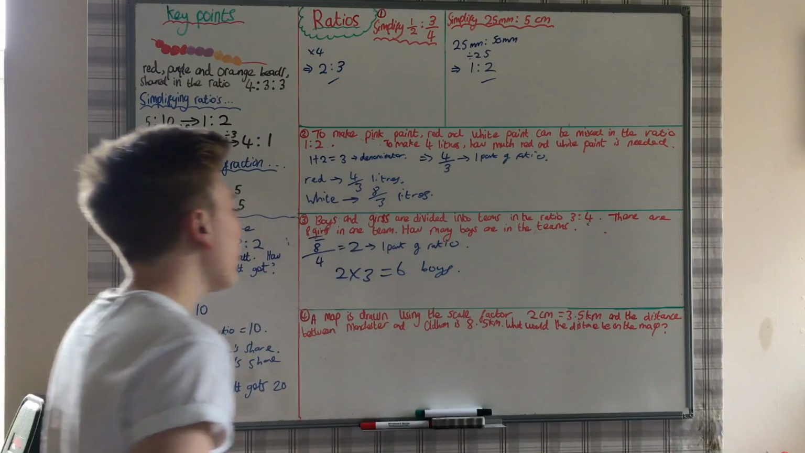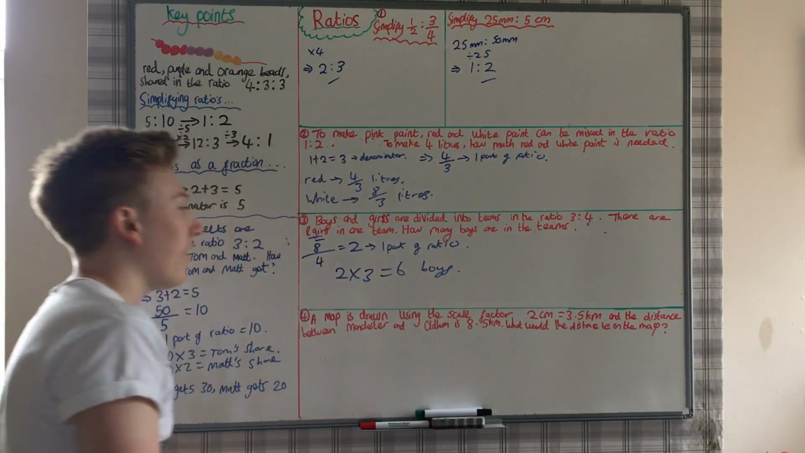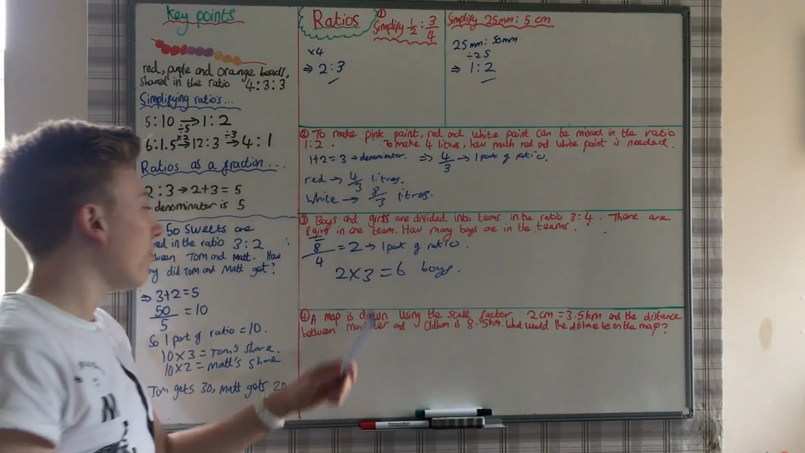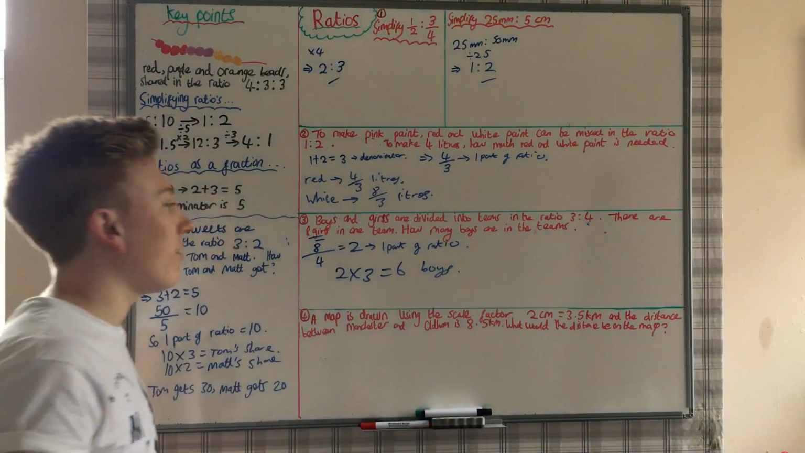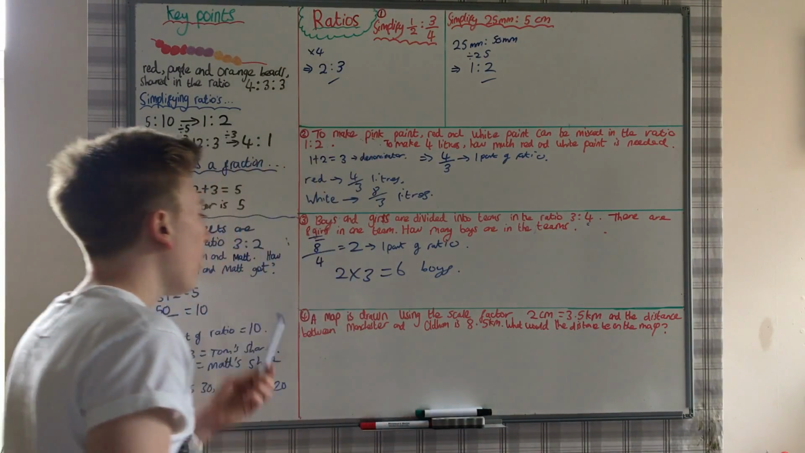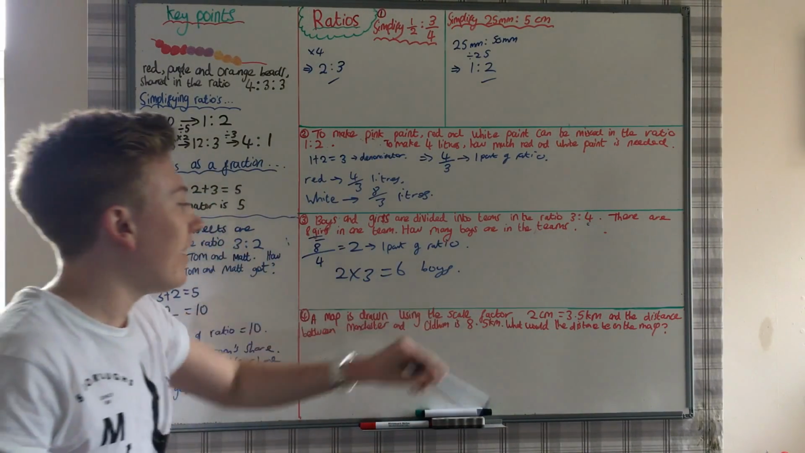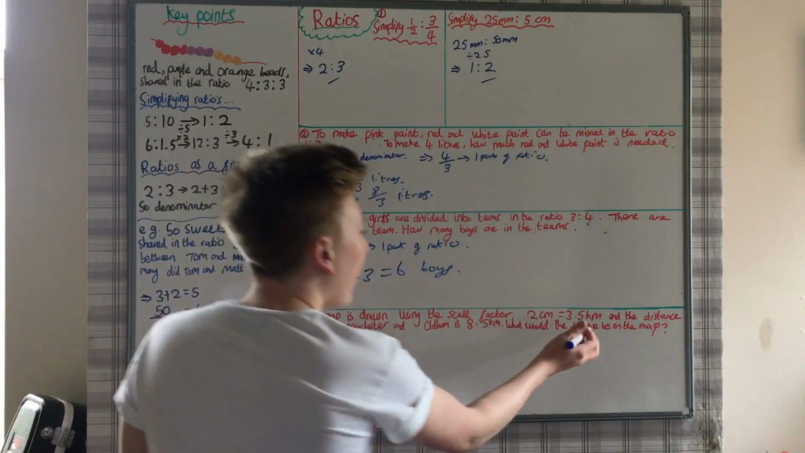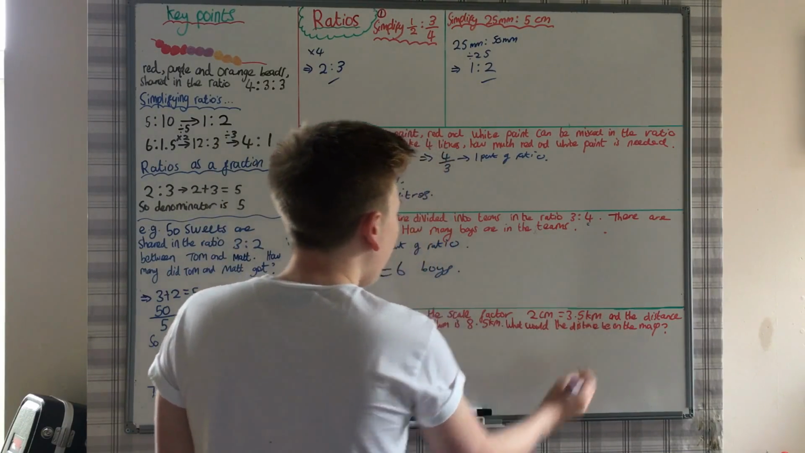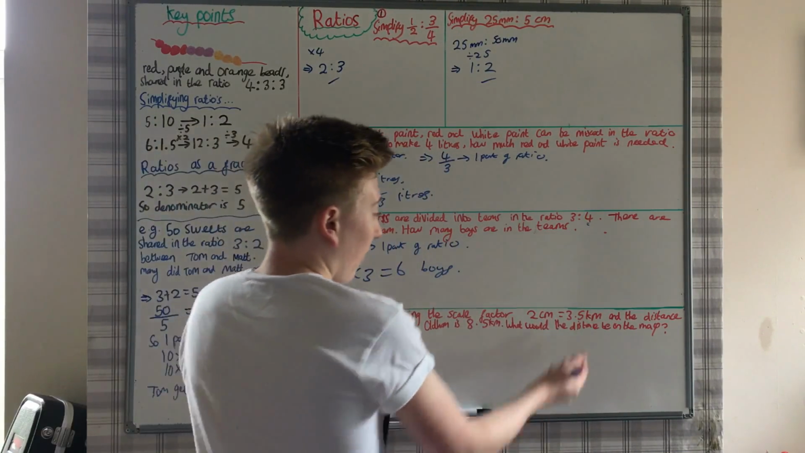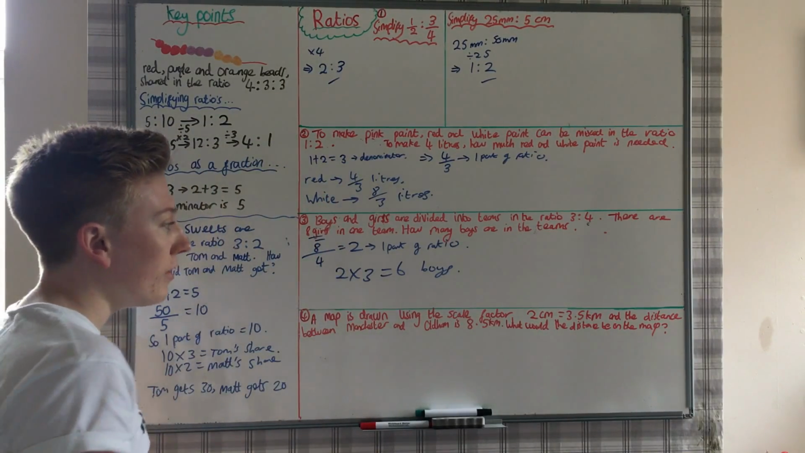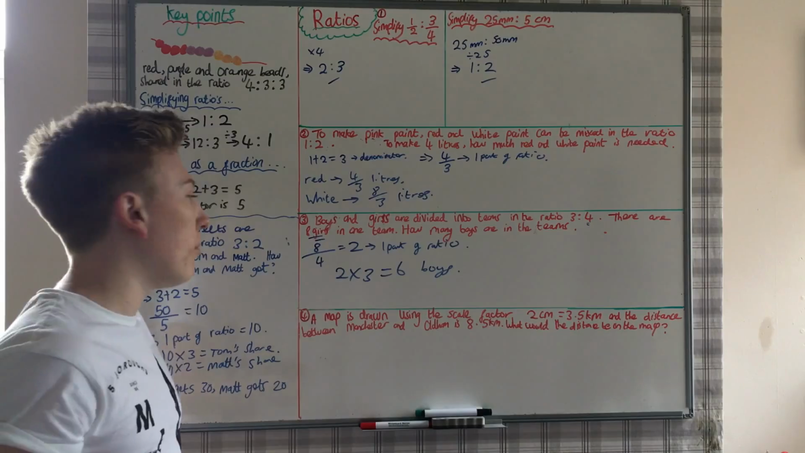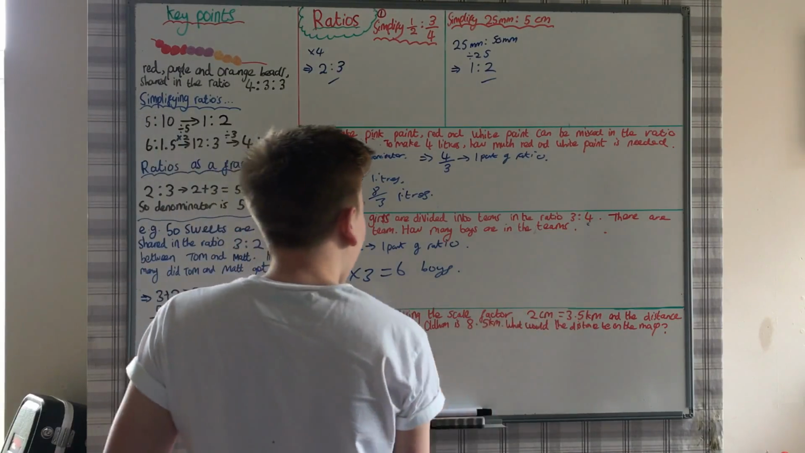And finally, a map is drawn using the scale factor 2 centimetres equals 3.5 kilometres, and the distance between Manchester and Oldham is 8.5 kilometres. What will be the distance on the map? Okay, so we're given the amount of distance in kilometres. So we're given this part of the ratio, because effectively this is a ratio here. We have 2 centimetres equals 3.5 kilometres. So we have 2 to 3.5. And we're given the 3.5 part.